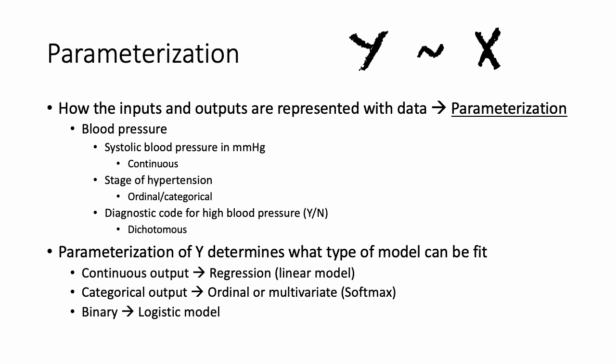Regression is often applied in machine learning to indicate predicting any continuous outcome, although it's obviously a misnomer because logistic regression doesn't predict that. For categorical outputs, we can use ordinal or multivariate models, something called the softmax model. If it's a binary parameterization of y, then we can use a logistic regression model, which predicts the probability of being a 1 or 0.